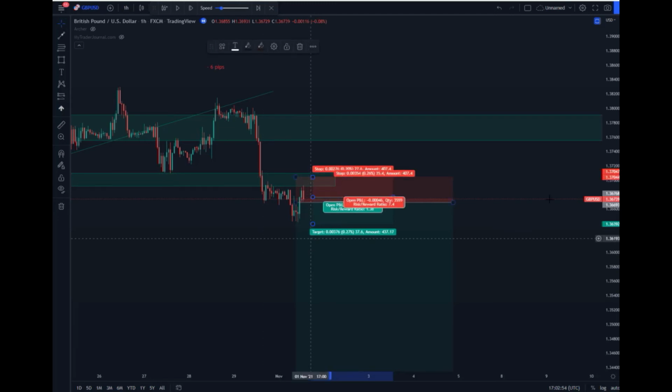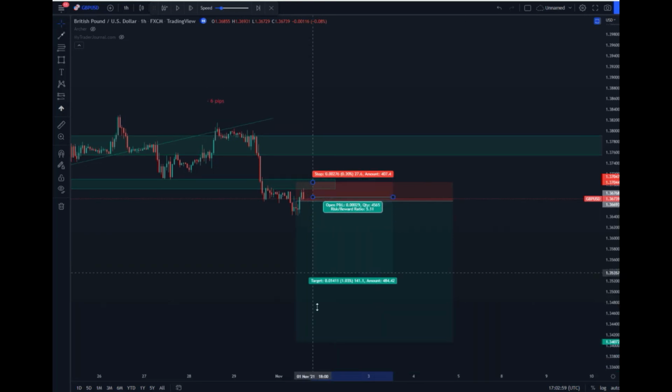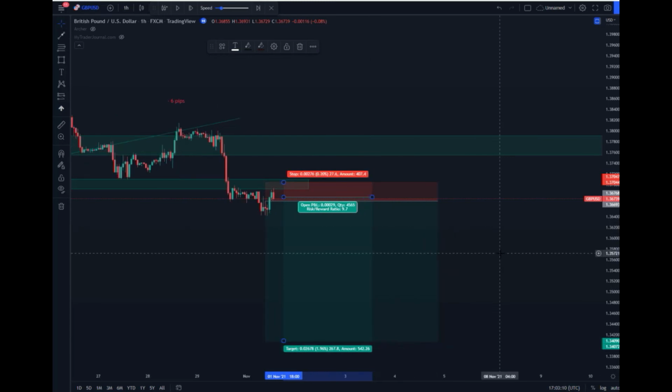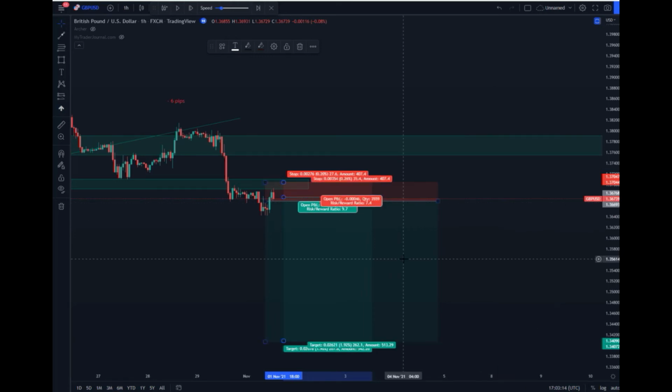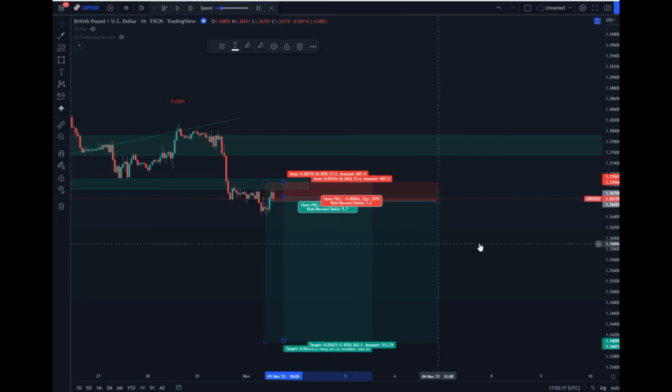So currently I have 3% on the line, guys, okay? This is a 1:10 and that is a 1:7. So we're risking 2% to make 7, that is 14% on this trade. And then I'm risking 1 to make almost 9%. So 9 plus 14%. That's a lot.